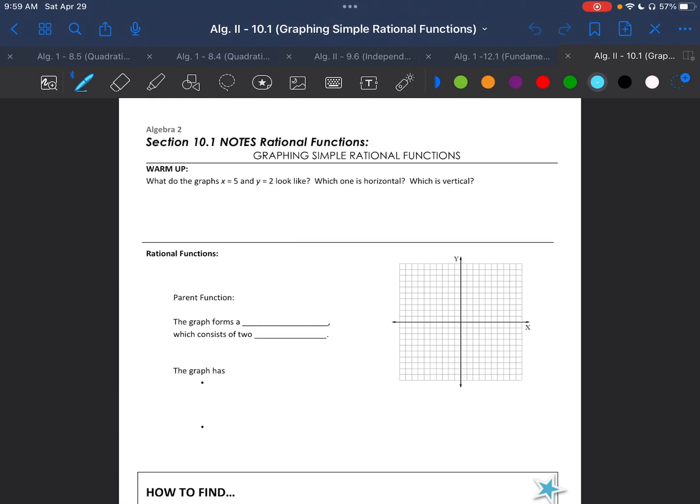Welcome everybody to Algebra 2, Unit 10, Section 1. And Unit 10 is going to be about rational functions. Section 1, we're learning how to graph simple rational functions.